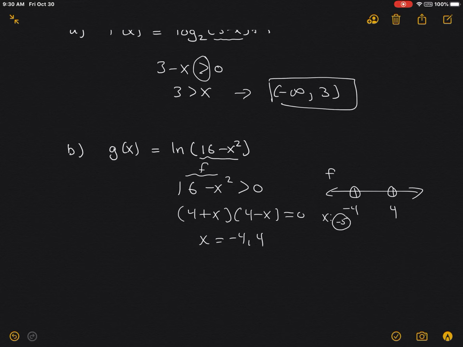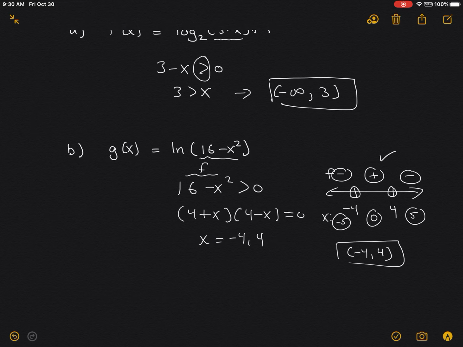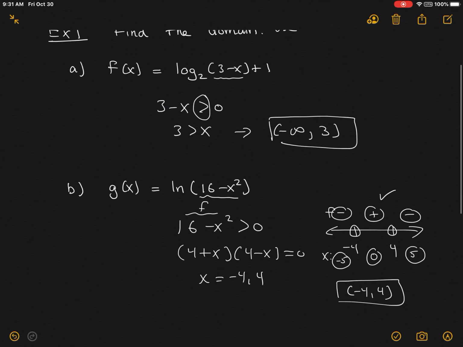You test, maybe we'll call this f. If you plug in -5 over here, you're going to get 16 minus 25, which is a negative value. If you plug in 0, 16 minus 0, that's positive. And if you plug in 5, of course, 16 minus 25, you're going to get negative. Okay, so I want all x values such that f is positive. So in this region, your final answer is -4 to 4. Okay, so that's all there is to finding the domain of a log function.